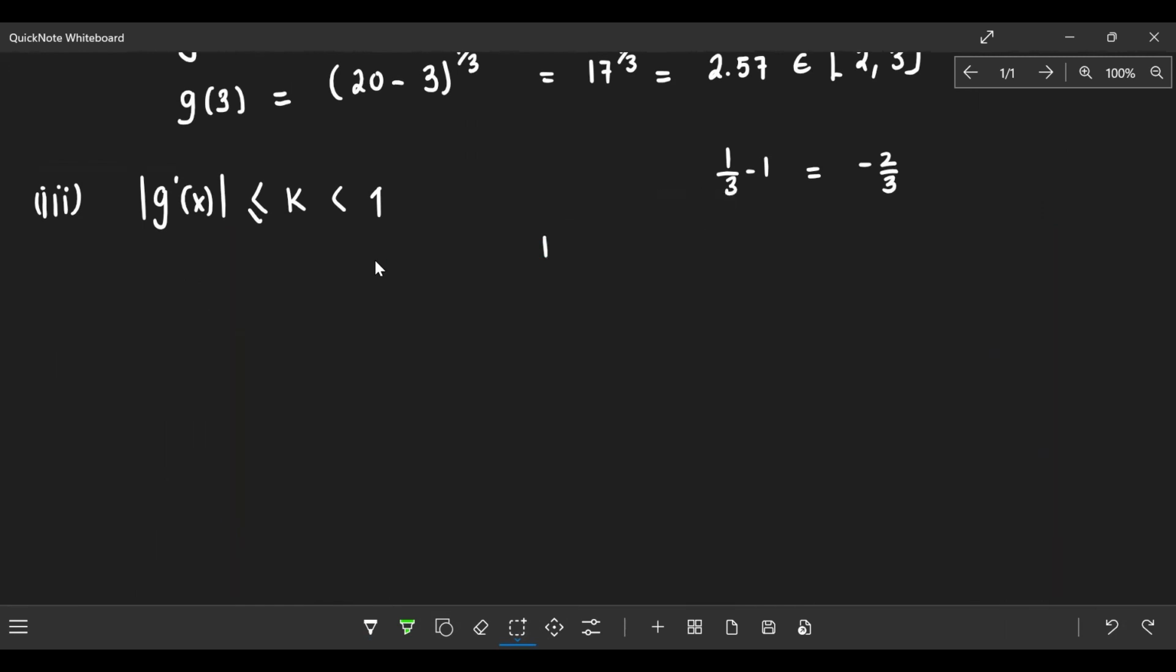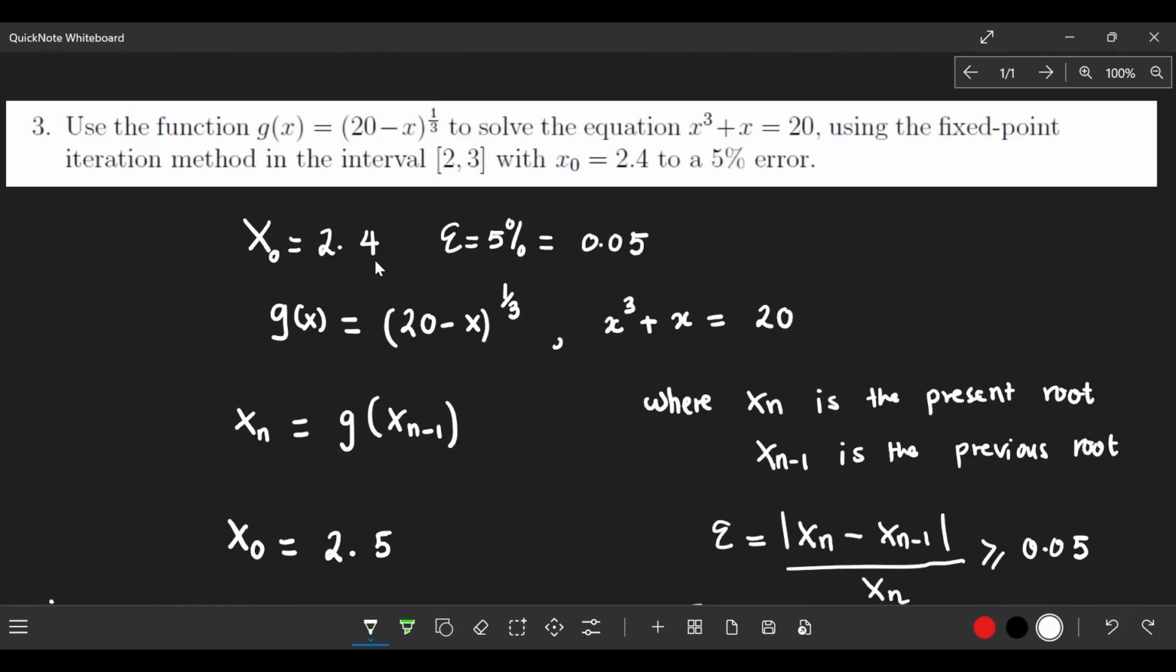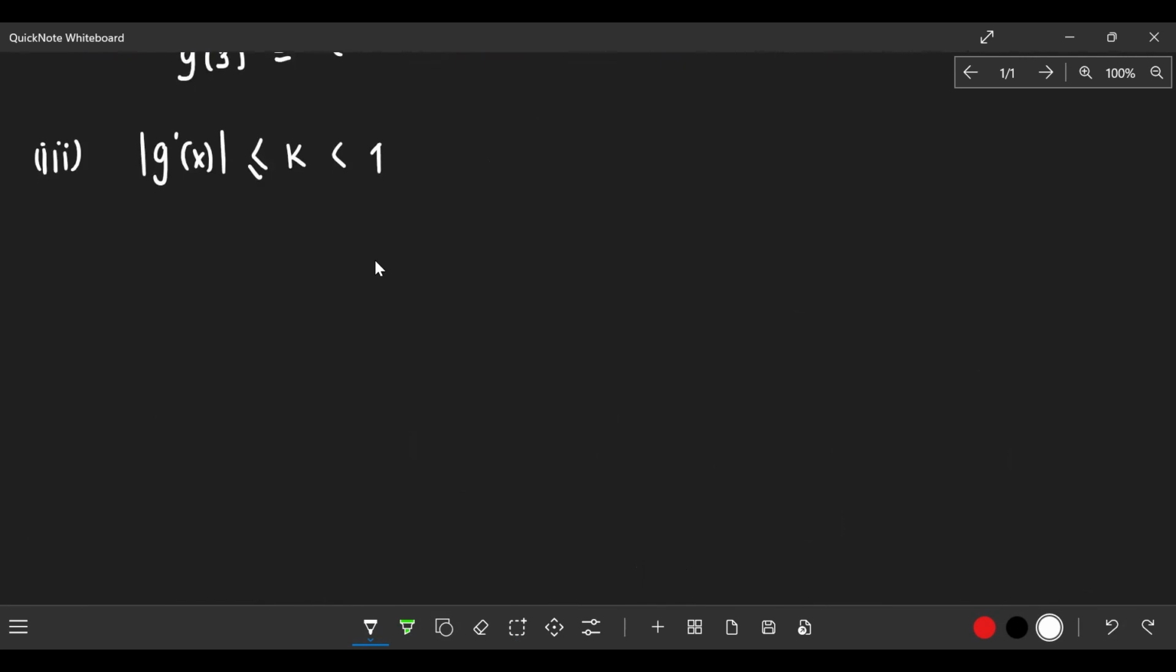Okay, now let's start the iterations. Having checked the conditions, though it wasn't a requirement for us to check, I just wanted to prove to you that if you doubt this arrangement, then you can check whether those conditions are met. Okay, now let's start. So we are given x naught, which is 2.4. So we have g of x, of course.